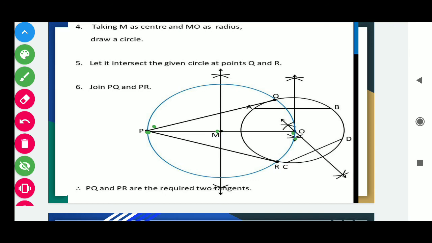Now by taking the radius PM, make a circle. That circle must intersect the previous circle at Q and R. Now students, join this line PQ and line PR. In this way, we make the required tangents to the circle.